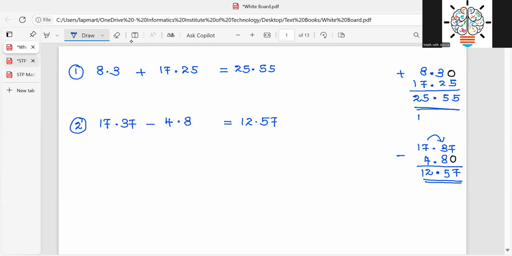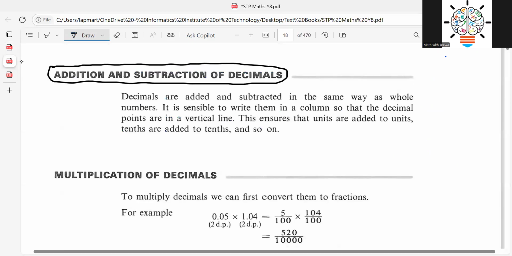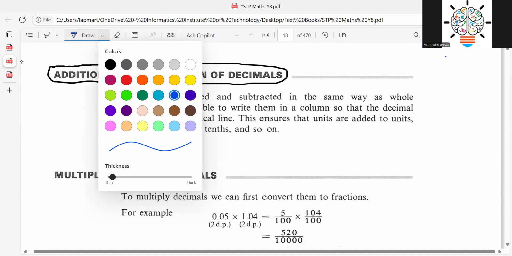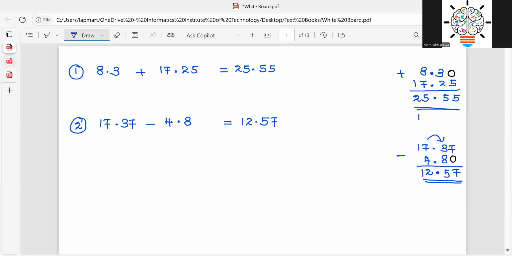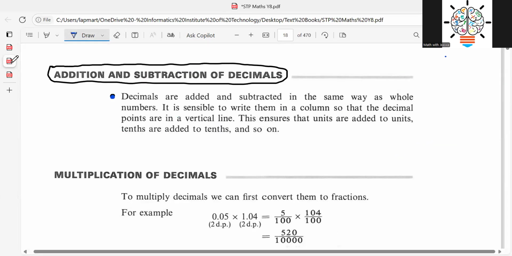Actually in the book, you can't find any examples, but I thought to do this to give you a clear idea. Under these two examples, you want to write this statement: Decimals are added and subtracted in the same way as whole numbers. So 1 point you write in blue color. Below the two sums which I gave you here, you can write down this first statement, the first one up to this.